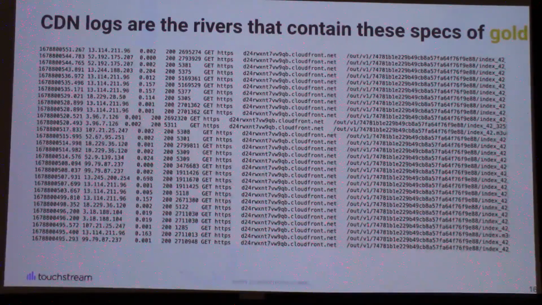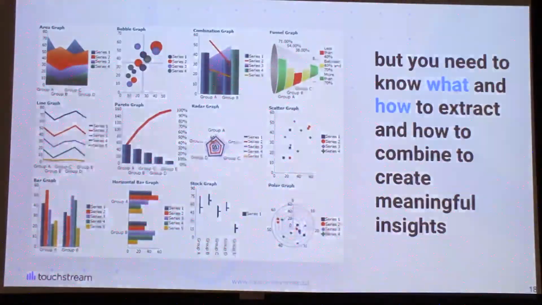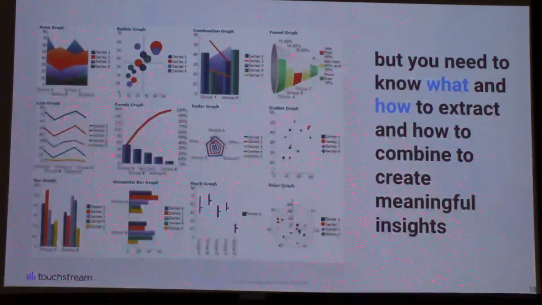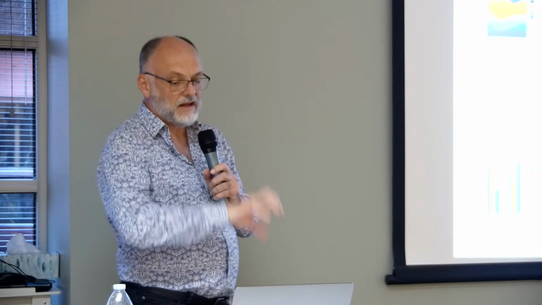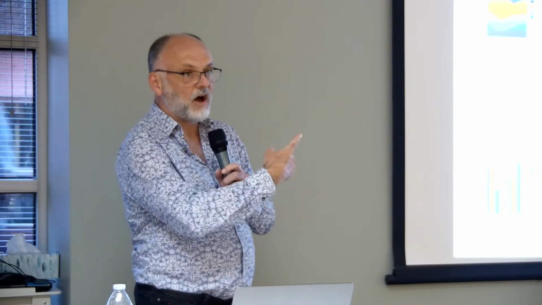So, back to the river of gold. CDN logs are fabulous. They've got loads and loads of data in them, but they're pretty ugly and hard to look at. But if you extract the data in the right way and combine it, you can make meaningful information out of it, like a cache hit-miss ratio. But you need to know what you're doing. You need to know how to look at that data and do something very meaningful with it. Otherwise, you just end up with a whole bunch of standard generic graphs, which are pretty useless.